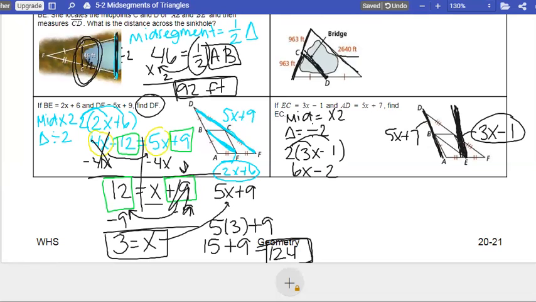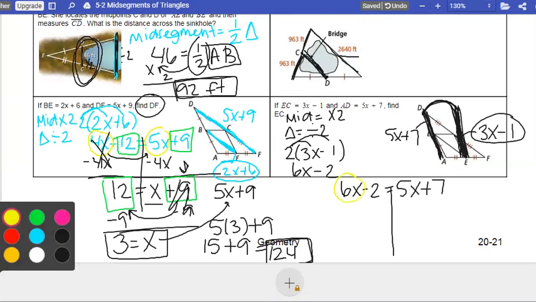Since I made it 2 times longer, I made it the exact same length as AD. So now these two lines here are exactly the same. So now since they are exactly the same, or they are congruent, I can set them equal. So 6x minus 2 equals 5x plus 7.